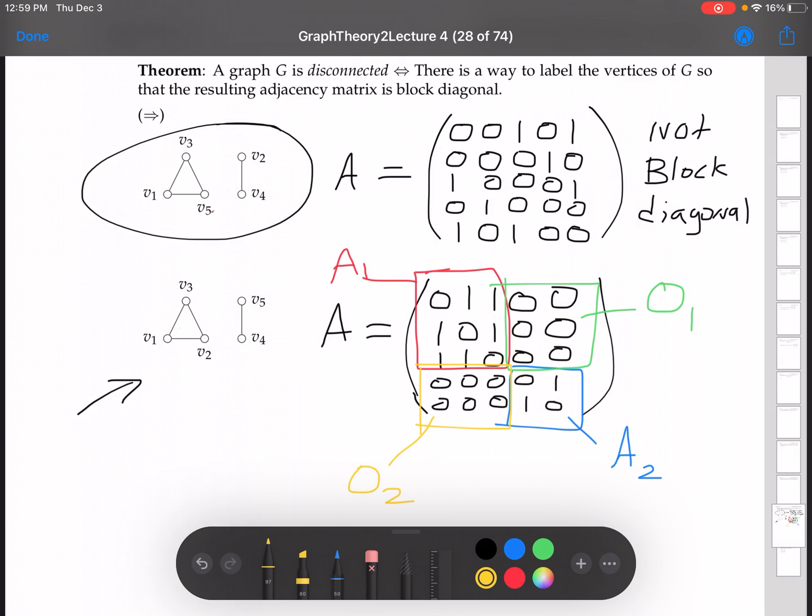So depending on the labeling of our vertices, we can get different adjacency matrices for the same graph. It really just comes down to the labeling. I haven't changed anything from this graph to this graph except for the way that the vertices are labeled, the names that I give to the vertices. So if a graph is disconnected, that doesn't necessarily mean that the adjacency matrix is block diagonal, but it does mean that if I relabel things, then I can get a block diagonal adjacency matrix.